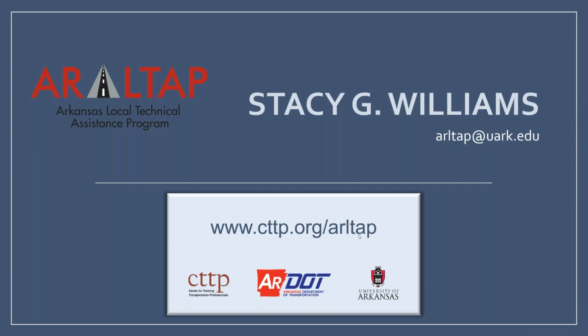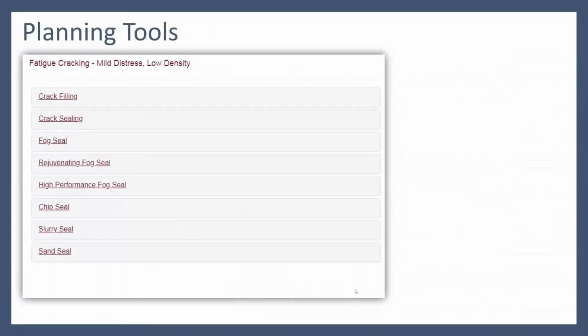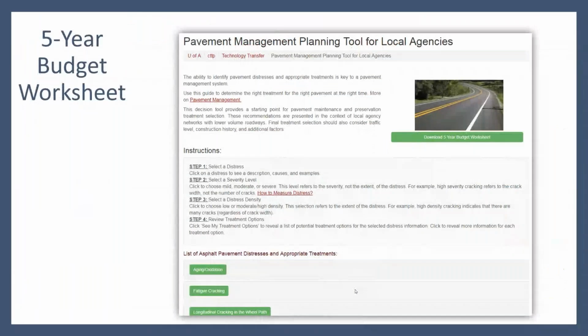On the pavement management planning tool, the top right, there's a picture of a roadway with a link under it for the 5-year budget worksheet. It will look something like this, and you have the option to download that 5-year budget worksheet. You can download that, use it, edit it, adjust it, make it work for you. It's not perfect, but it's at least a starting point to give you somewhere to grow from.